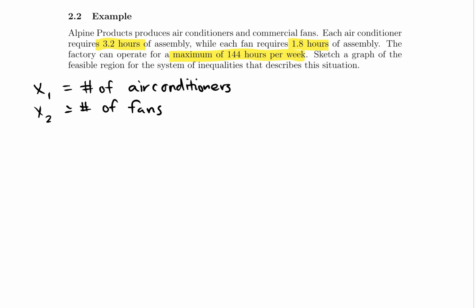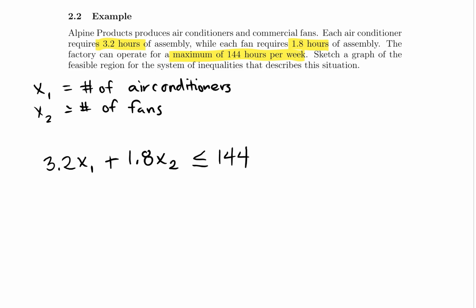The air conditioners are going to contribute 3.2 hours for each air conditioner. So if I take 3.2 and multiply it by x1, that gives me the total time spent producing air conditioners. And that combined with the amount of time spent making fans will be our total amount of hours spent on assembly each week. This has to be no bigger than 144 because our factory is limited to 144 hours per week.